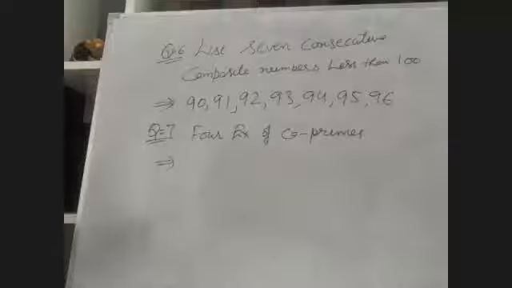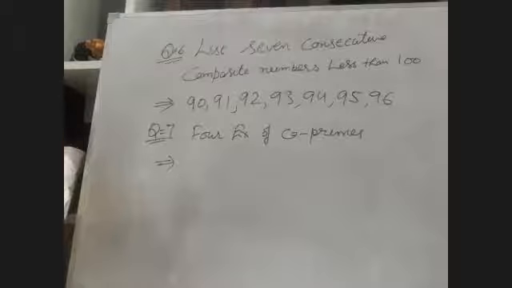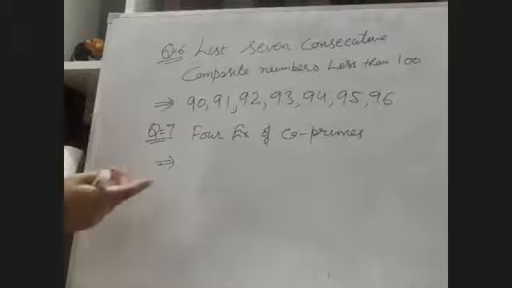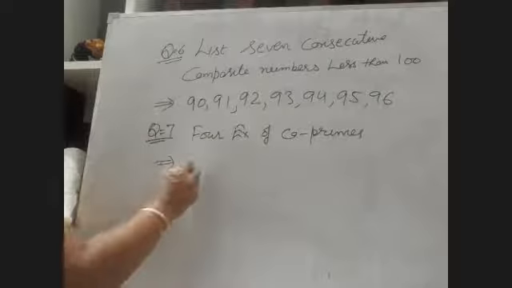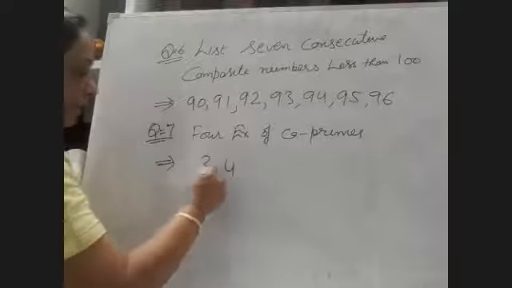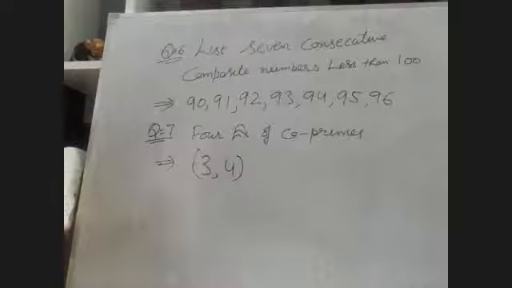Two numbers are said to be co-primes if they have only one as their common factor. These two numbers may be prime, may be composite, but the common factor is only one. So first is 3 and 4.